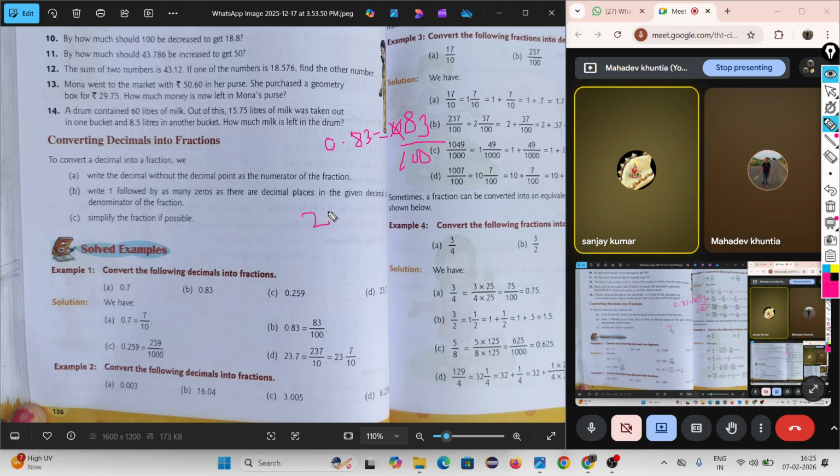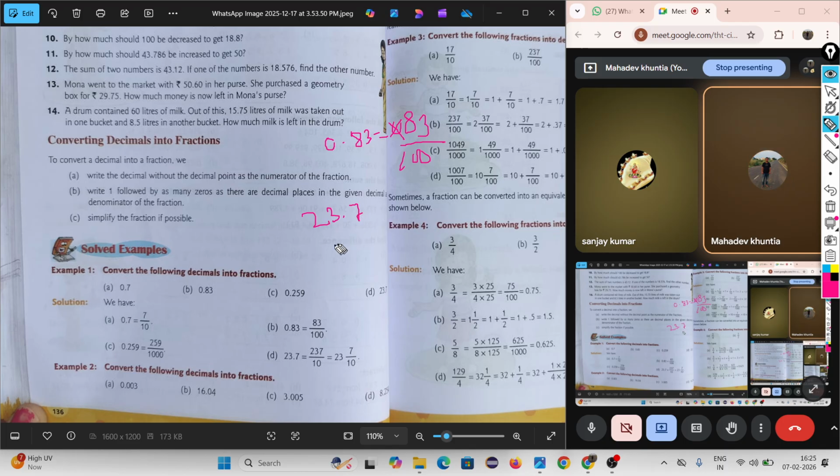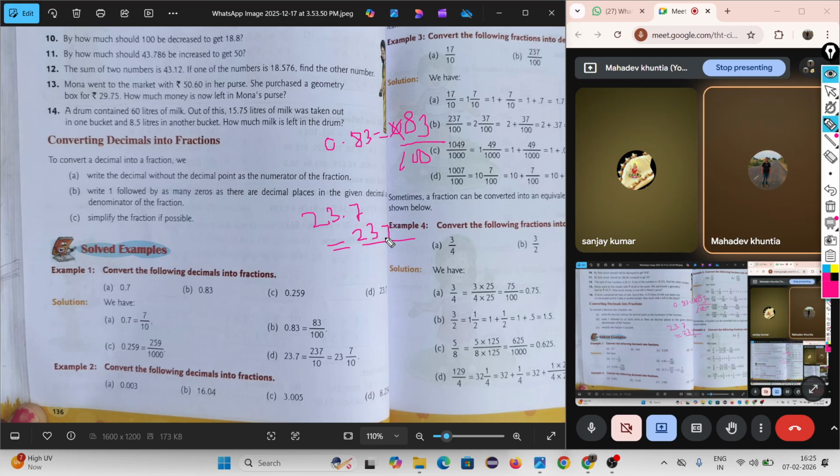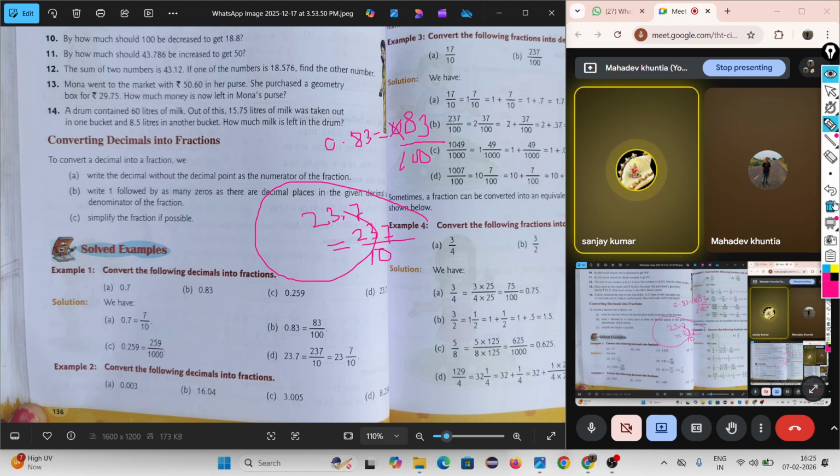And look, how to convert 23.7 into a fraction. 237 upon 10. You remove the decimal point, write whatever number you got in the numerator. In the denominator put 1 and put the number of 0s depending on the decimal places. Here decimal place is 1, so you put 1 zero. Now do you understand how to do it? Yes.